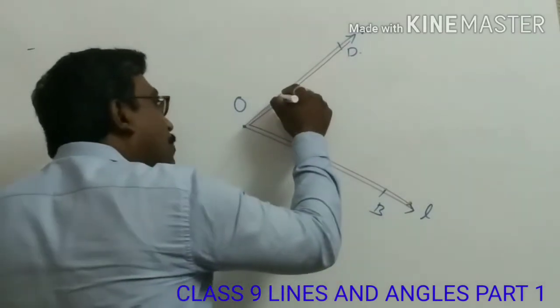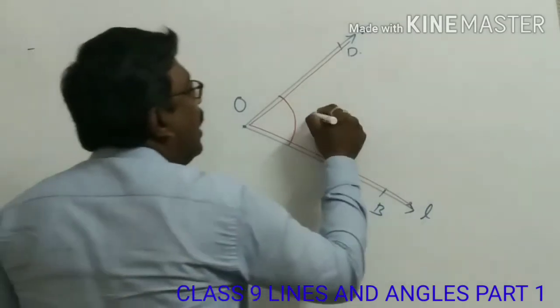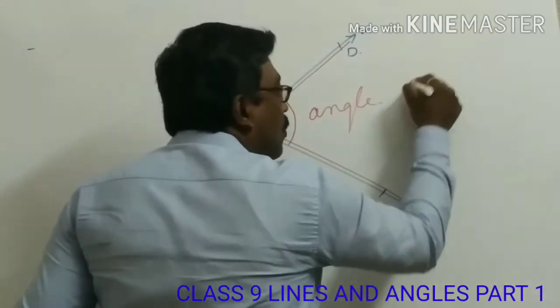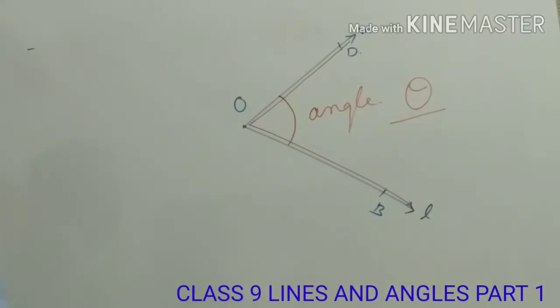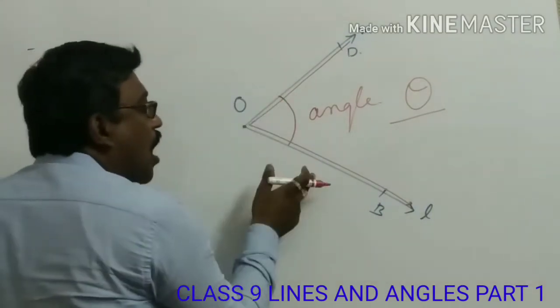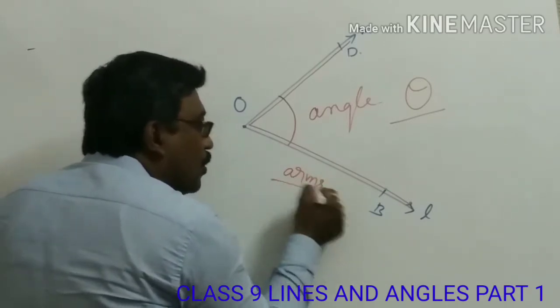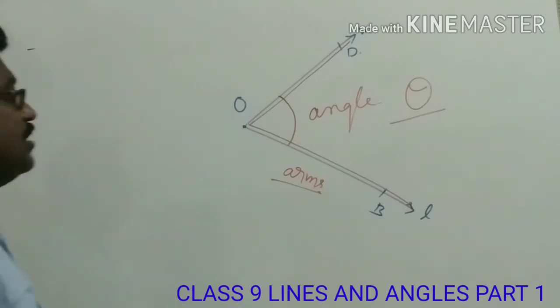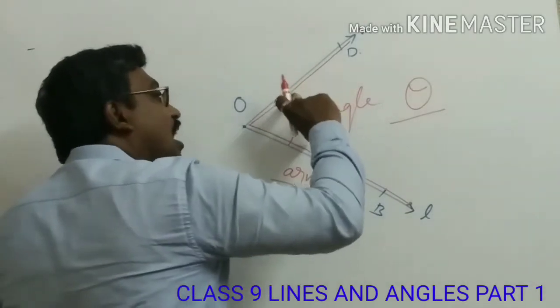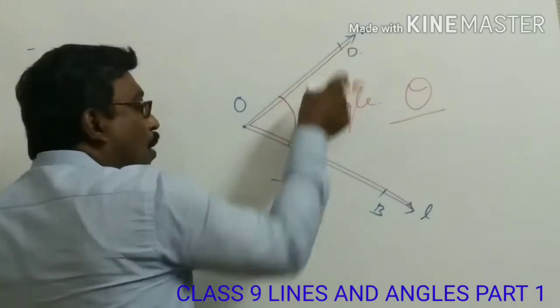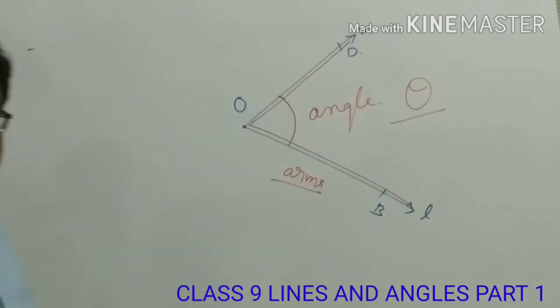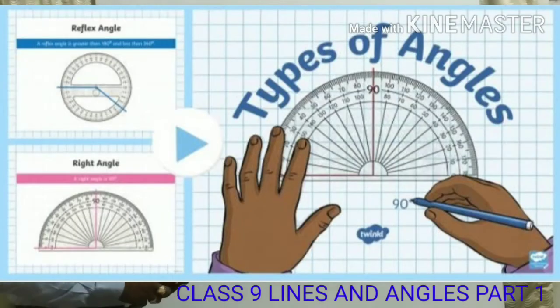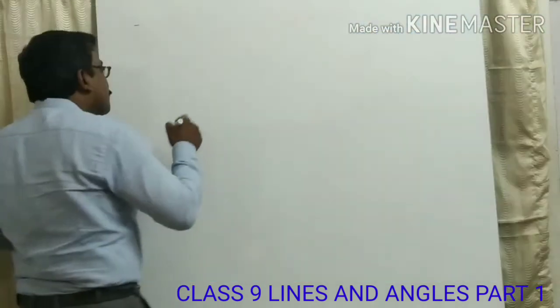So the gap between these two rays is nothing but an angle, denoted by the letter theta. It has two arms. Each ray is called an arm. This is an angle. The distance or the gap between two rays is called theta. That is nothing but an angle. Now, we'll discuss the types of angles.